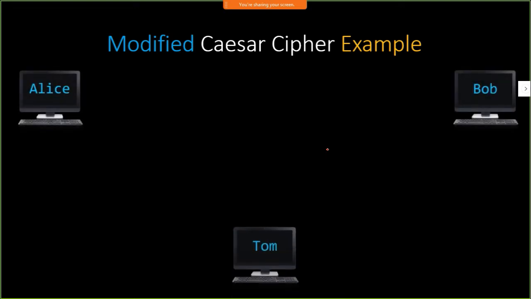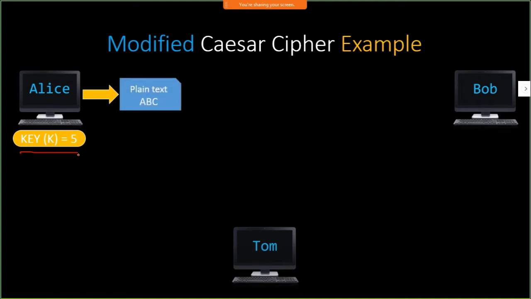Alice, Bob and Tom, there are 3 users. Alice sets the K value to 5, and after that Alice sends the plain text message, which is ABC. In the modified Caesar cipher technique, the K value is added to the original text: A plus 5 is F. A plus 5 means A plus K. A plus K means A plus 5, it is F, and B plus 5 is G, and C plus 5 is H.